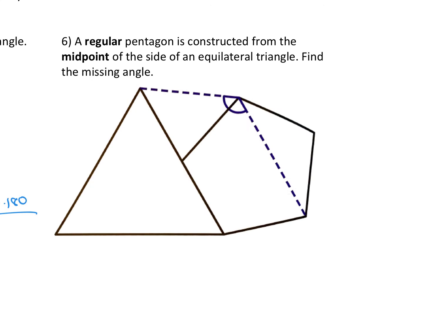Second one on the back, we've got a regular pentagon constructed from the midpoint of the side. So midpoint means that this guy right here is going to be halfway between those two things. And then I also want to point out, since this is a regular pentagon, that all of the sides here are also going to be equal to that, which is going to come real important because then this triangle right here is going to be an isosceles triangle.